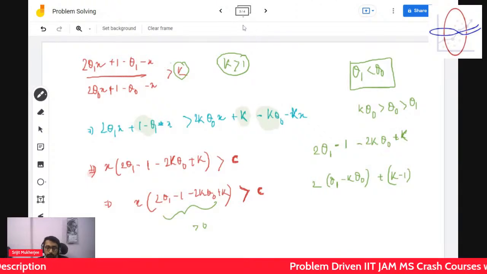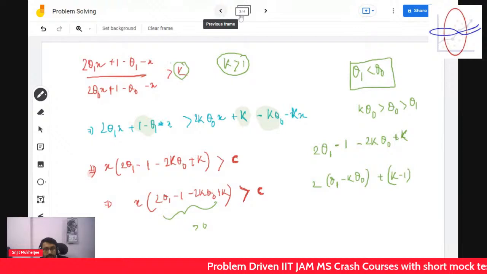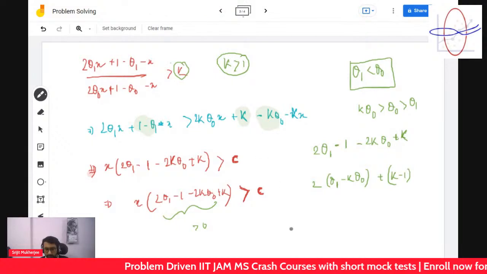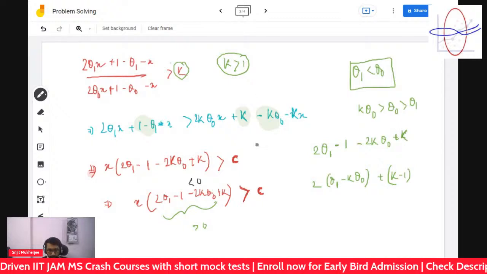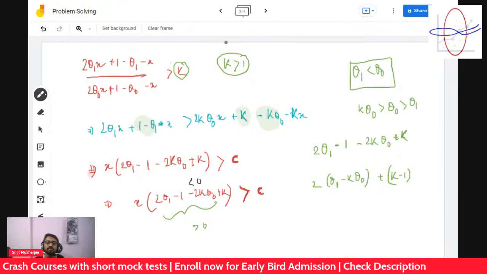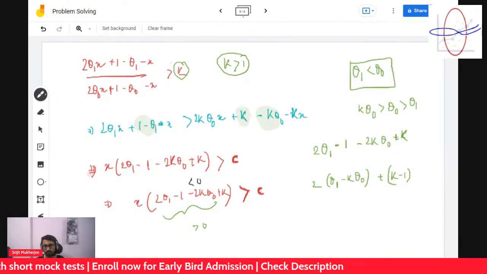No, it will be the same. Oh, it will get reversed. You're right. So this must be less than 0. You're right. So you have to prove that this will get reversed. You understand now?